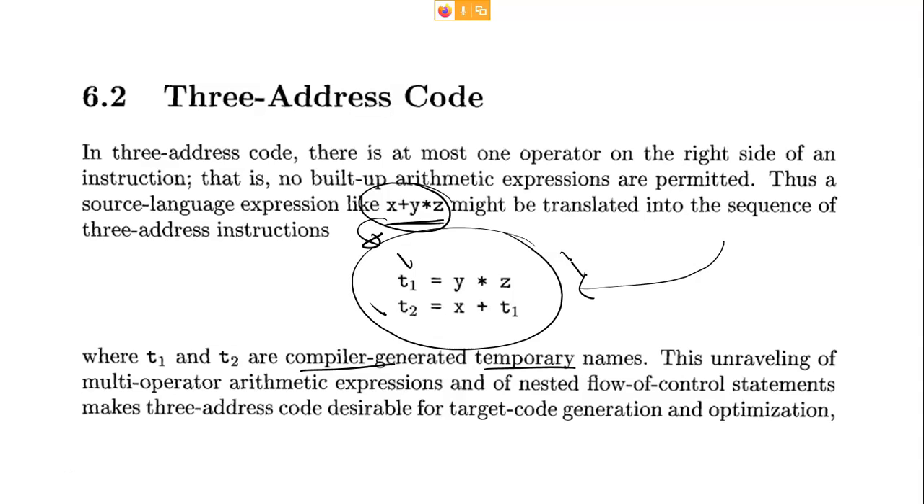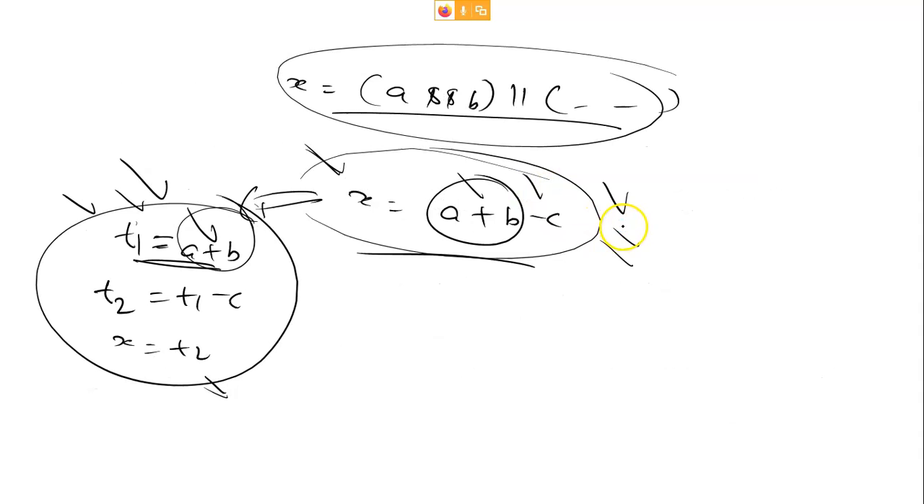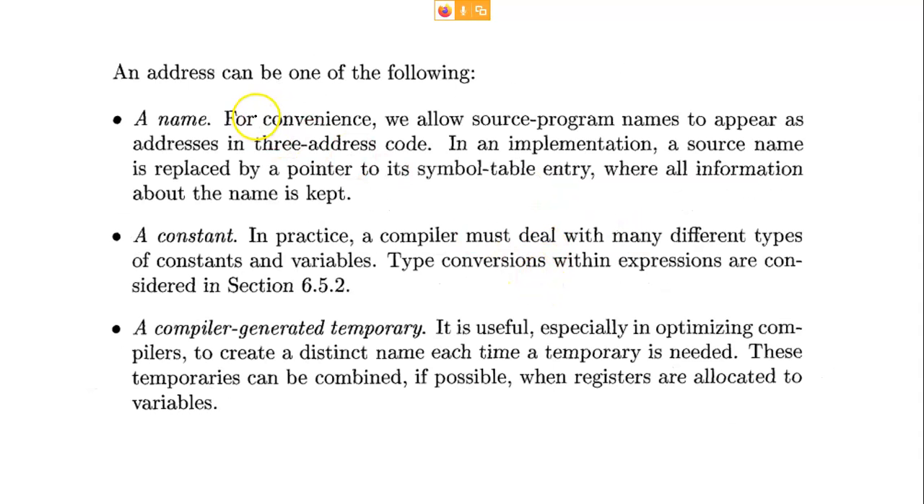Anyway, we will see more 3 address code, like what kind of 3 address code you have for loops, for conditional statements, for function calls. So all those things, let's see. But first of all, before we see the 3 address codes, let's see the conventions that we will use.